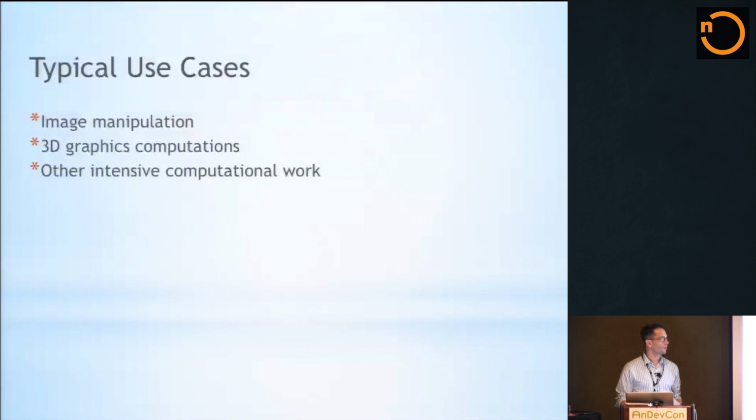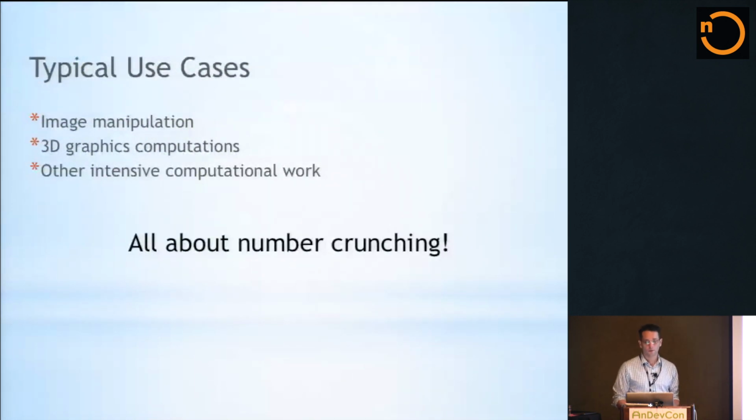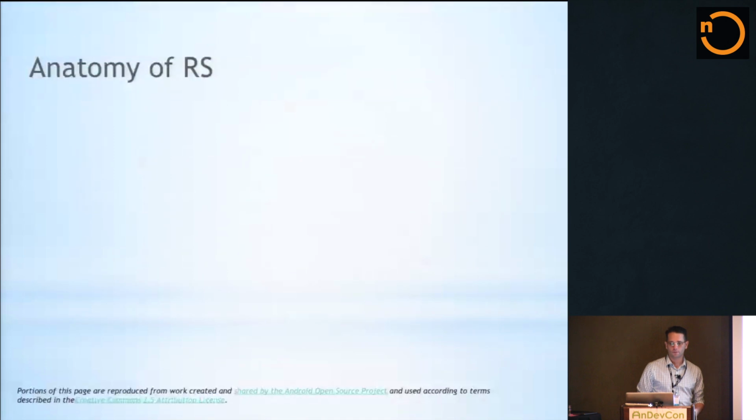I've seen some posts online of people using RenderScript to do H.264 implementations and their own custom codec implementations, and you absolutely can do that because it's meant for number crunching. So it is all about number crunching. It's all about manipulating data and doing the kinds of things you want to do very, very efficiently on your hardware.